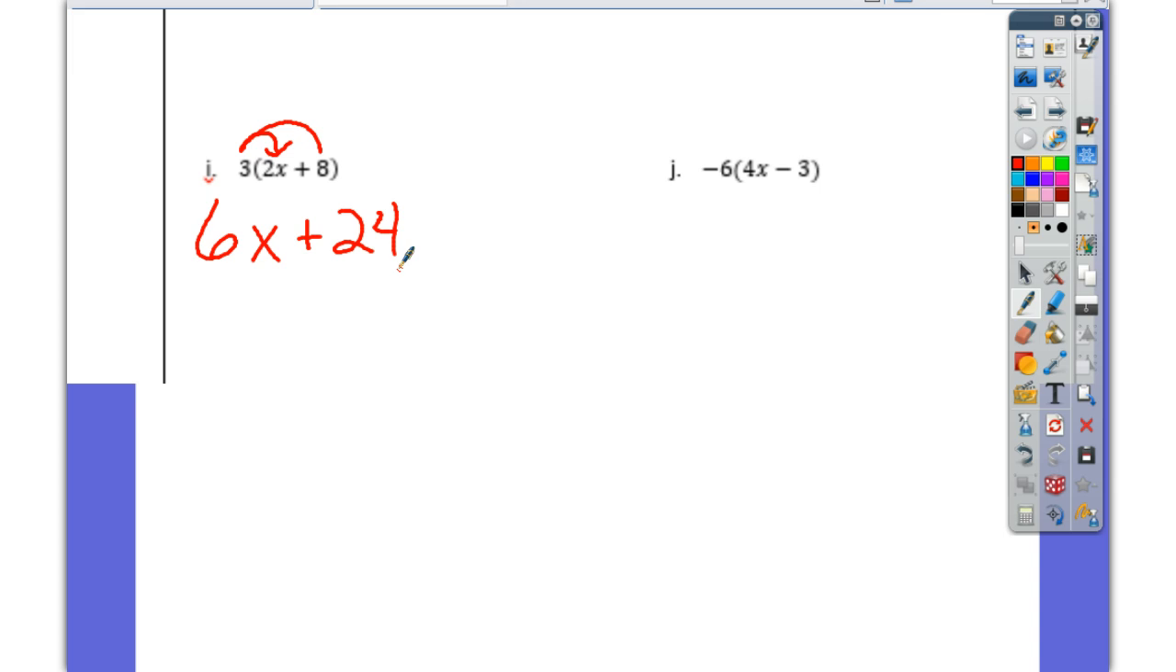Good, I'm seeing all correct answers. Negative 6 times 4x is a negative 24x. Negative 6 times a negative 3 is what? What's negative 6 times negative 3? Positive. Yes, positive 18.